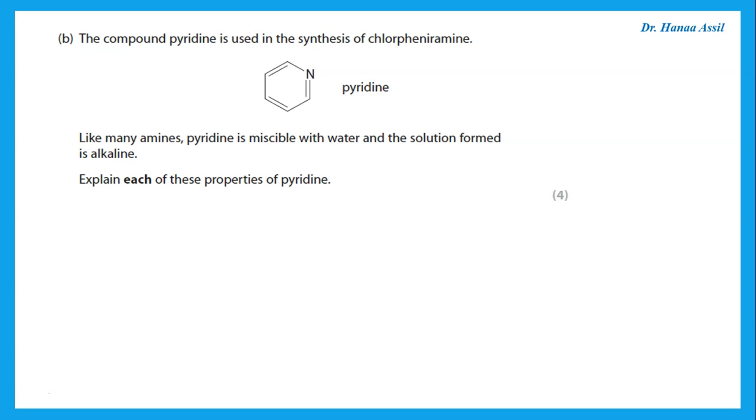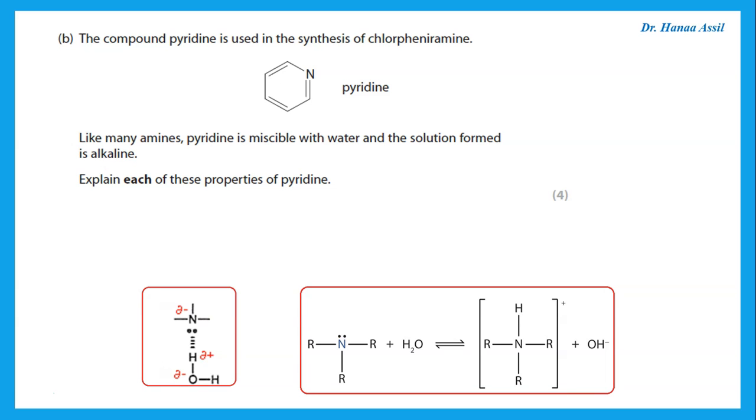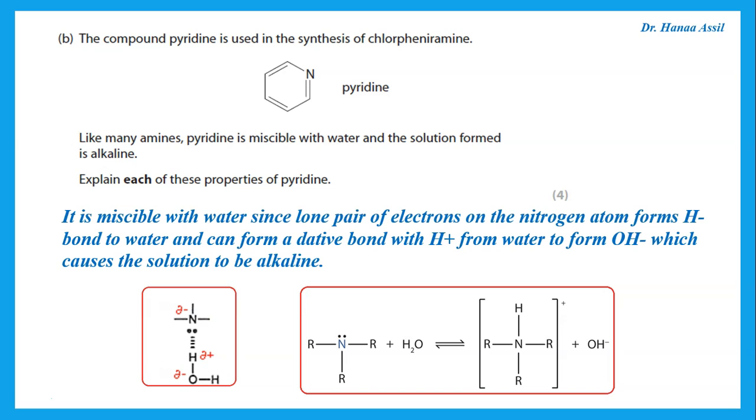The compound pyridine is used in the synthesis of chlorpheniramine. Like many amines, pyridine is miscible with water and the solution formed is alkaline. Explain each of these properties of pyridine. Again, something that has an amine in it is miscible with water. Why is it miscible with water? Because we said it can form hydrogen bonds with water, and when it forms hydrogen bonds with water, it forms the ammonium salt plus hydroxide ion.